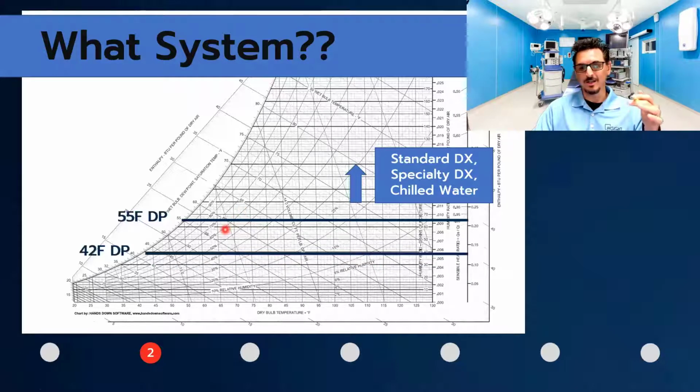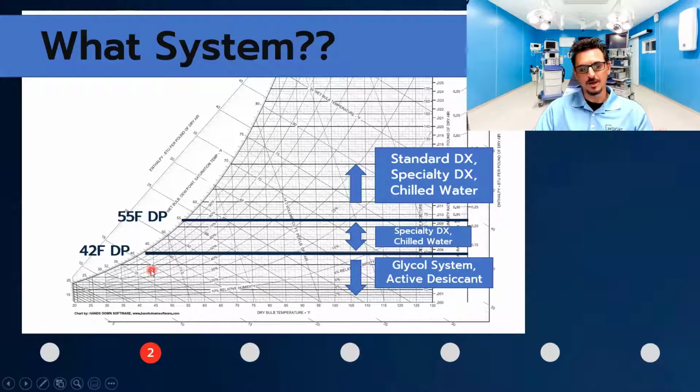The next area I like to look at is the bottom of what DX can do. And this is, again, generally speaking. This is not a hard and fast rule. It depends on the equipment supplier, who you're working with, and all kinds of different factors. Where you are in the country could even affect that. So in this range, from 55 to 42, that knocks out the standard DX. It puts me in a special DX or chilled water, especially if I'm trying to control temperature and humidity over all load conditions. And then anything below 42-degree dew point, I consider a glycol system or an active desiccant system.